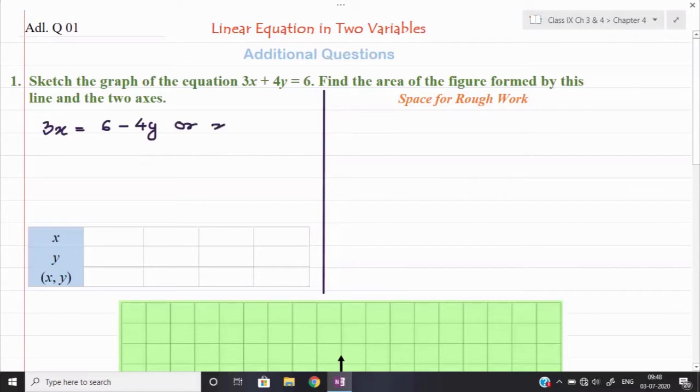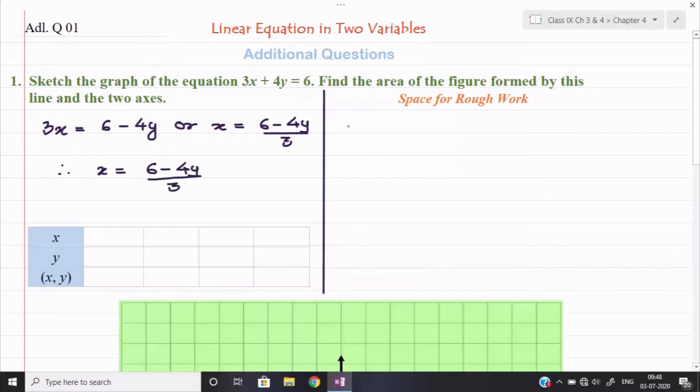So it will be x is equal to 6 minus 4y, and the whole divided by 3. If you require, you can bring the term of x onto this side and then divide by 4. That is also possible, but I think this will be a little bit easier. So the value of x I got here is x equal to 6 minus 4y whole divided by 3.